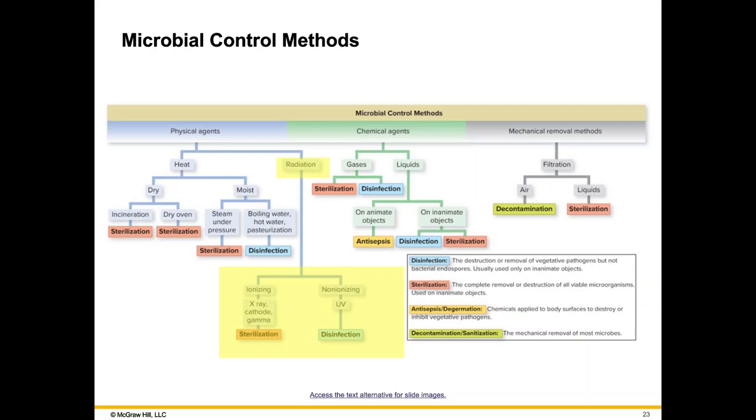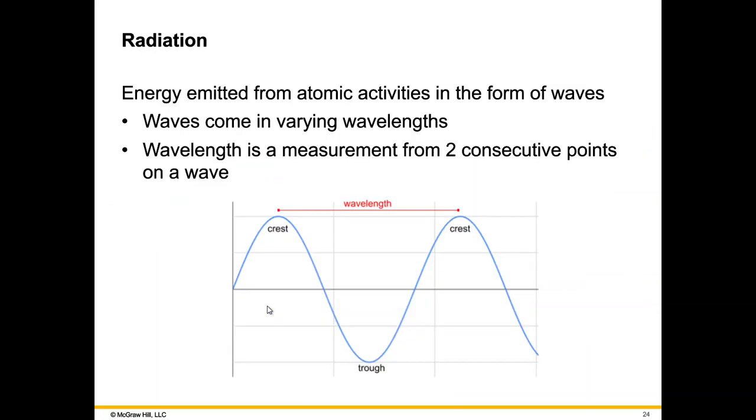So now we're going to move to our radiation methods. So we are done with heat. Now let's talk about radiation. Radiation is a wave. Radiation is energy emitted from atomic activities in the form of waves. Waves can come in various wavelengths. So to measure a wavelength, you would just take the length that exists from two consecutive points on a wave.